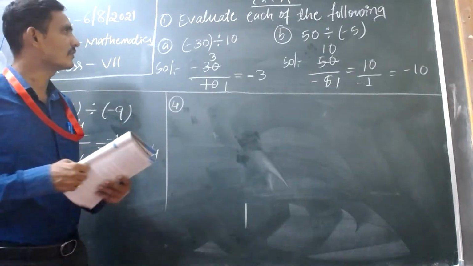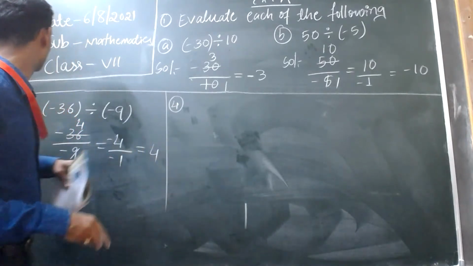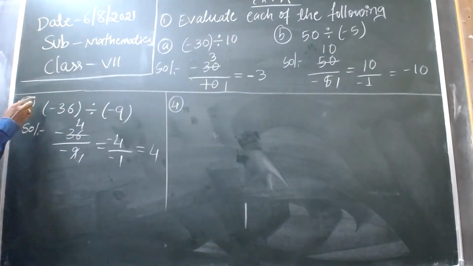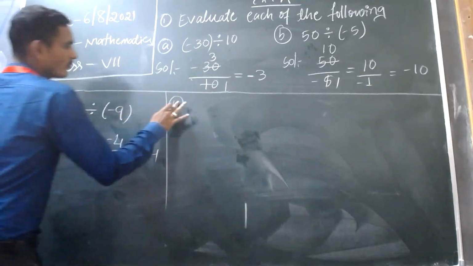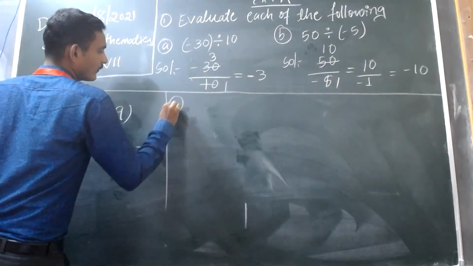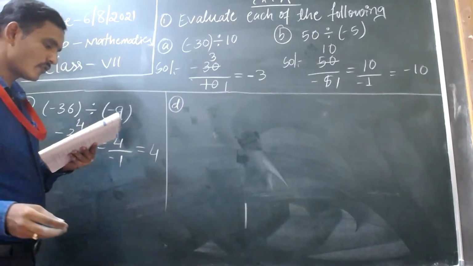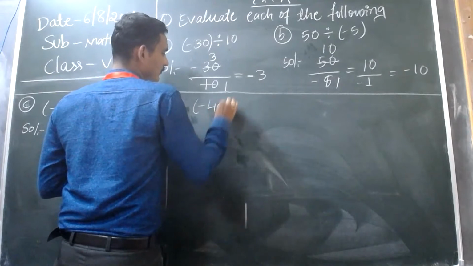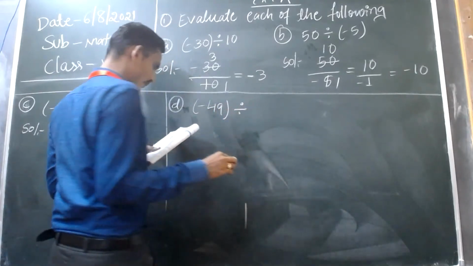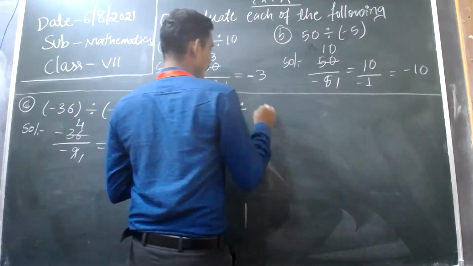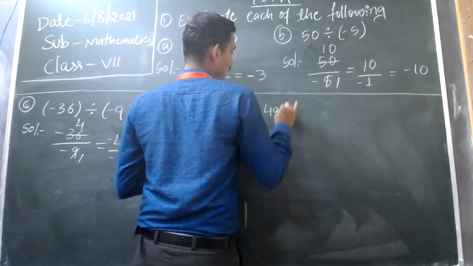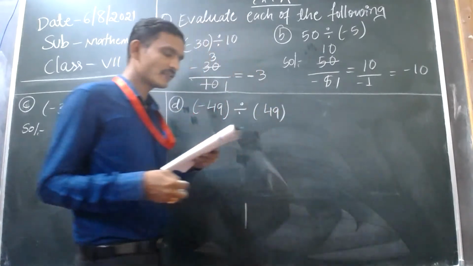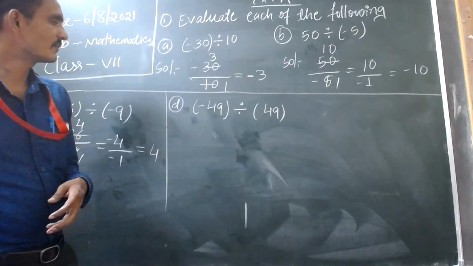So here A, B, C, D are given. This one is C, and this one is D. Next, the D question: minus 49 divided by plus 49. So minus 49 divided by plus 49.